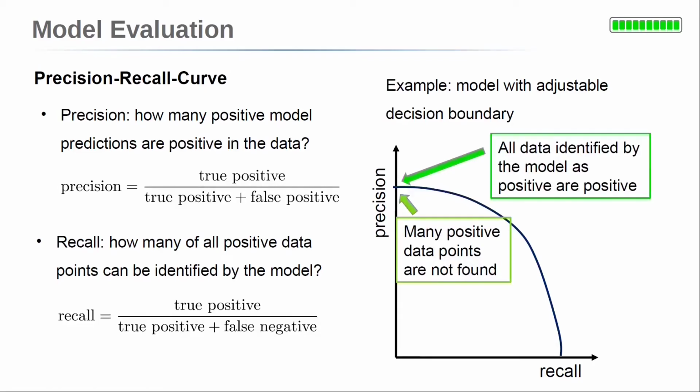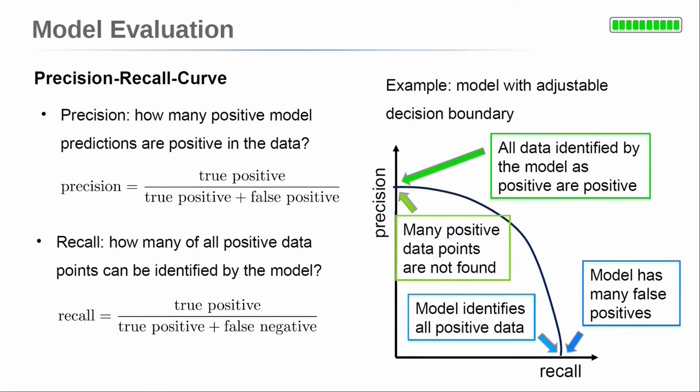A model with large precision and small recall can lead to a model where all positive model predictions are indeed positive. However, usually many positive data points are not identified by the model. A model with small precision and large recall has many false positives. But the model identifies all positive data points. So, depending on your needs, you can choose a model on the curve.